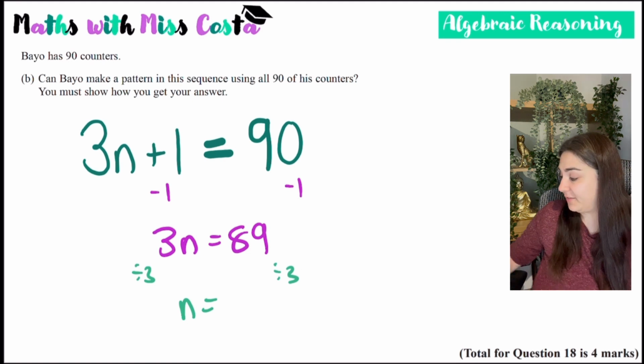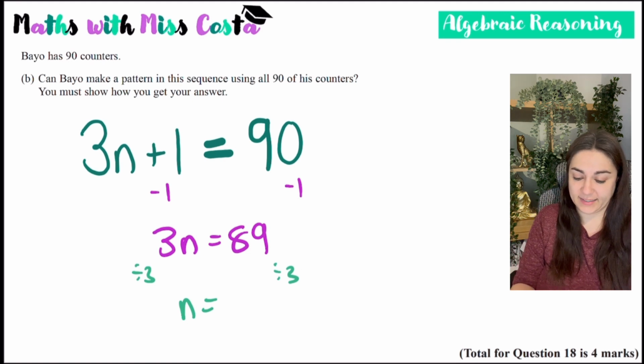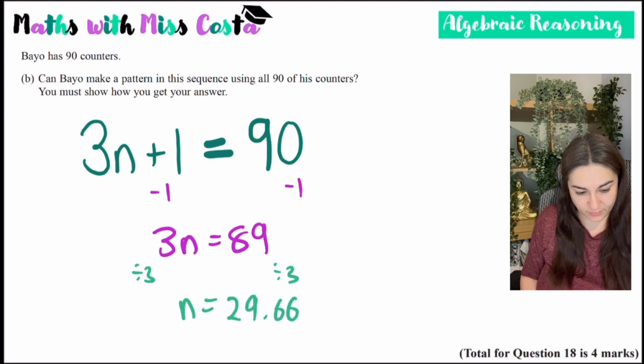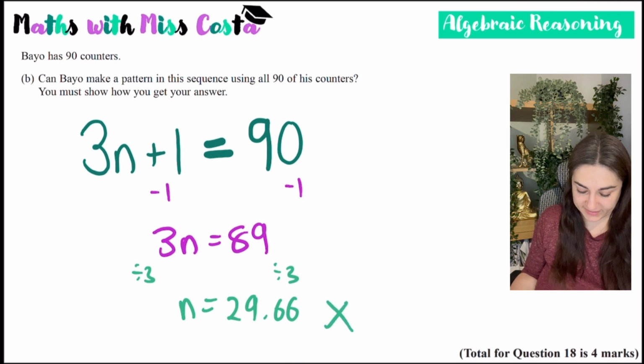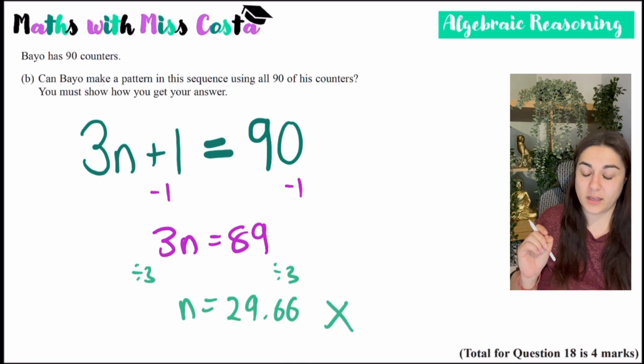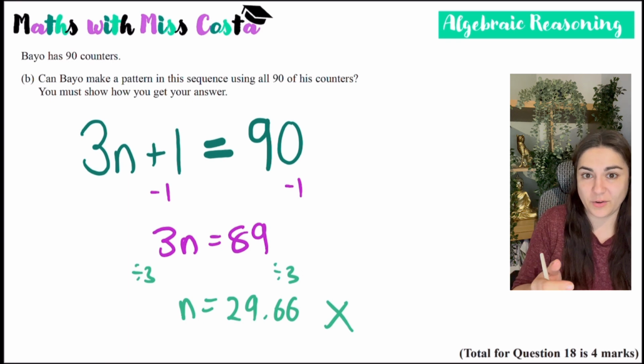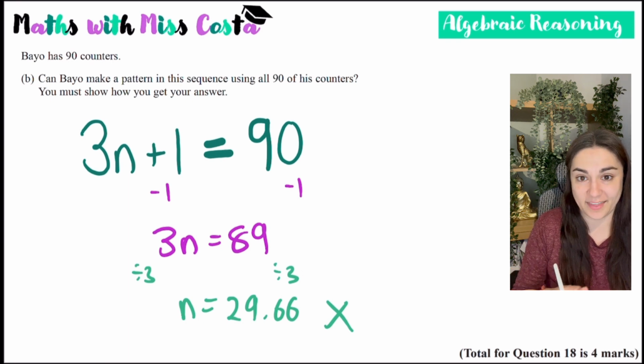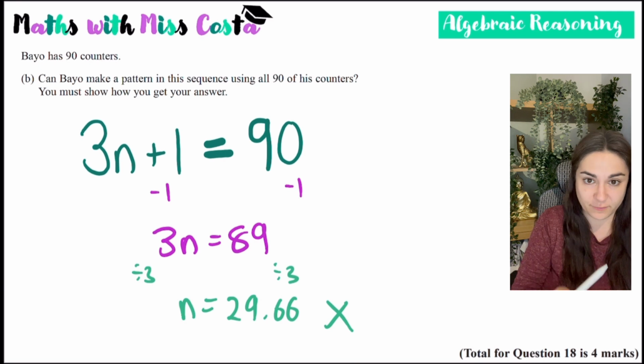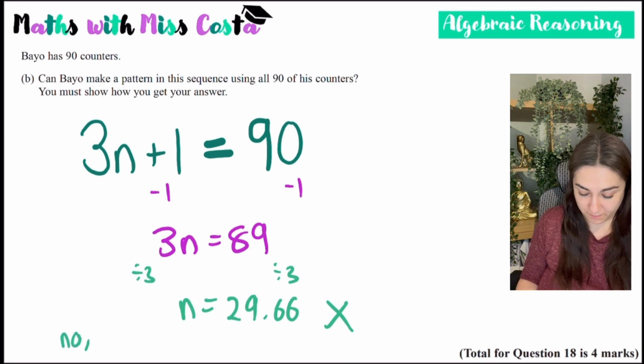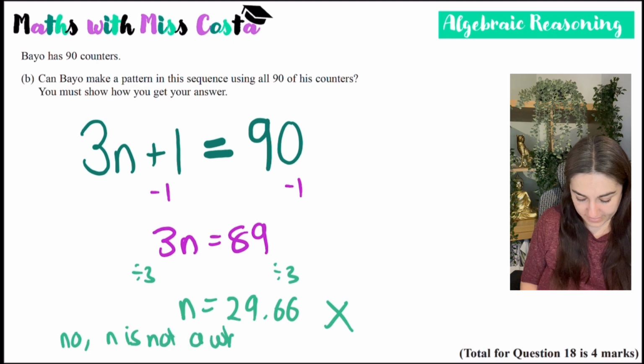But 89 divided by 3, it doesn't divide exactly. I'd end up with 29.66. So it means that the 29.66th pattern in the sequence would have 90 counters. You can only have whole numbers, like you can't have someone coming 29.66 in a race. They either come first, second, third, fourth. So n has to be a whole number. So no, n is not a whole number.